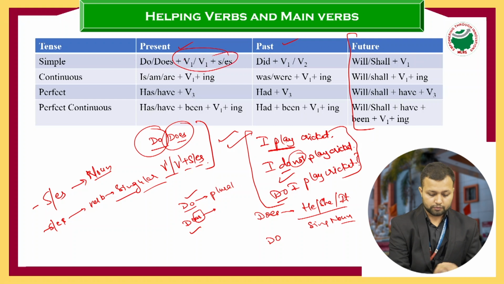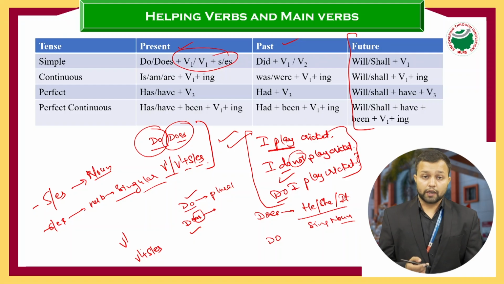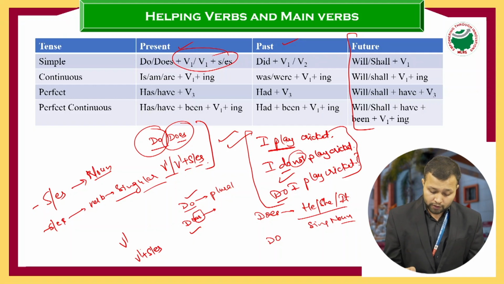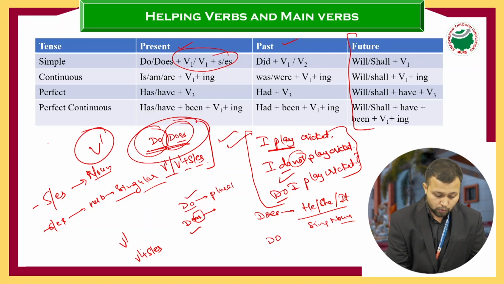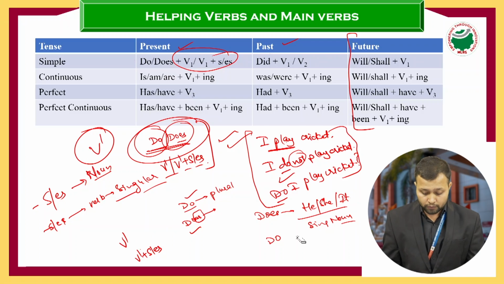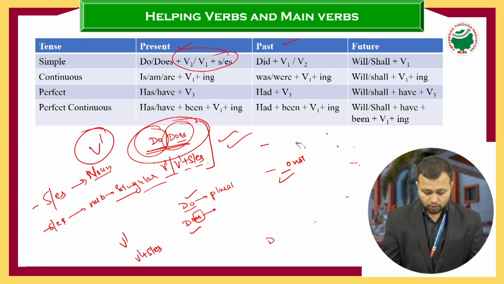In the same case of main verb, we'll be using V1 with plural subject, V1 plus S or ES with singular subject. Now, in case of negative and interrogative sentences, when we are using our helping verbs, then only V1 will be used, no other form of verb will be used. We will not be using V1 plus S or ES, only V1 will be used.